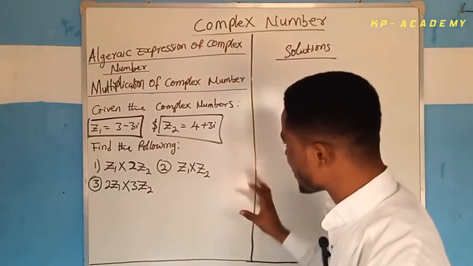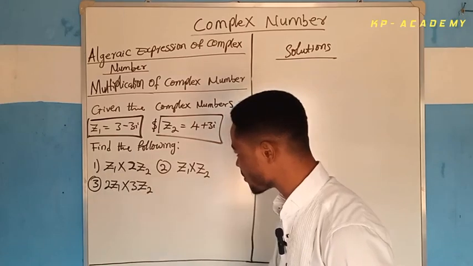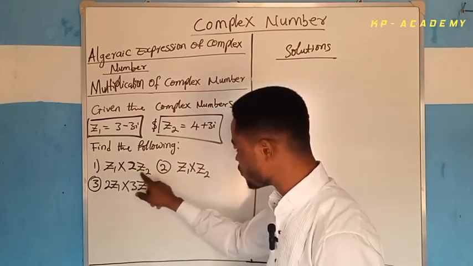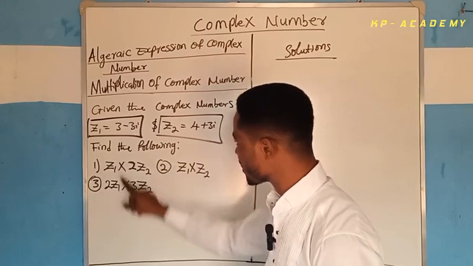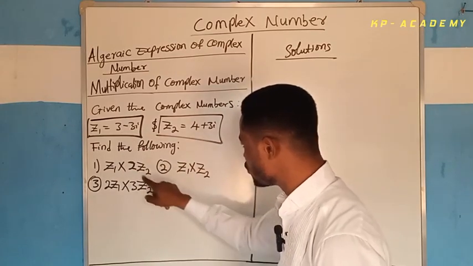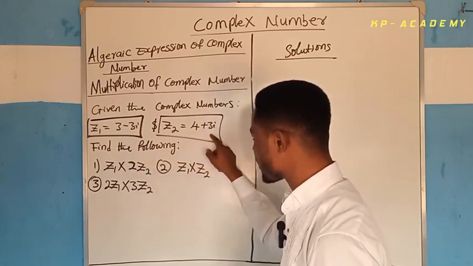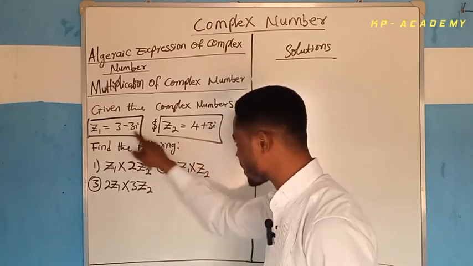So in this case now, we are asked to multiply this. In number 1, it is nothing but z1 times 2z2. Of course, we know that z1 is this, z2 is this. So this 2z2 means that you are going to use the factor 2 to multiply out z2. Then after, we take the product of z1 and z2.